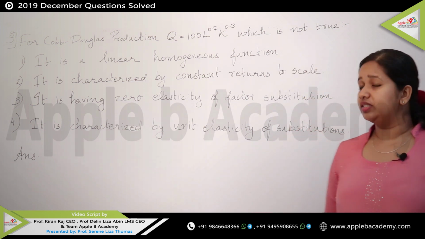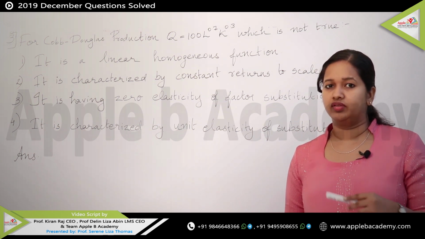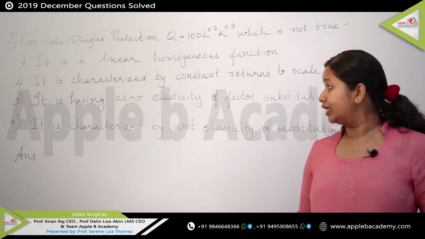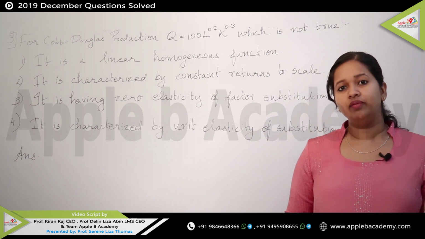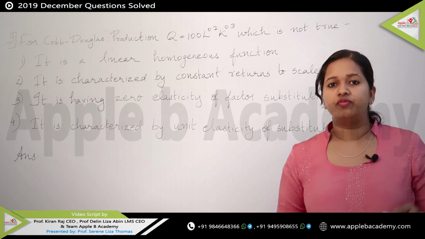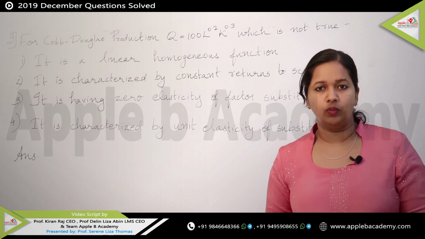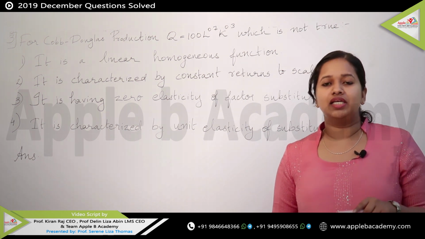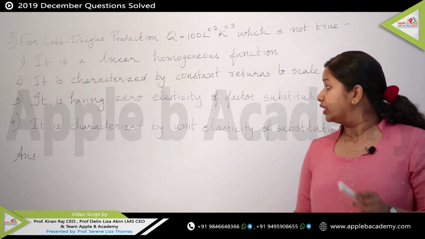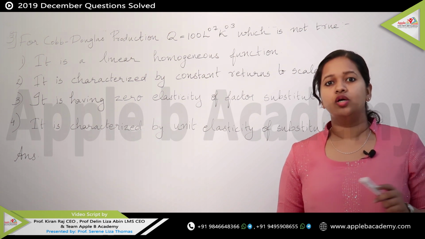The third statement, it is having zero elasticity of factor substitution. We look at the fourth statement and then come back to the third one. The fourth statement is, it is characterized by unit elasticity of substitution. We know that in the Cobb-Douglas production function, the elasticity of substitution is equal to 1. Therefore, the third statement is not true. So it having zero elasticity of substitution is the wrong option.